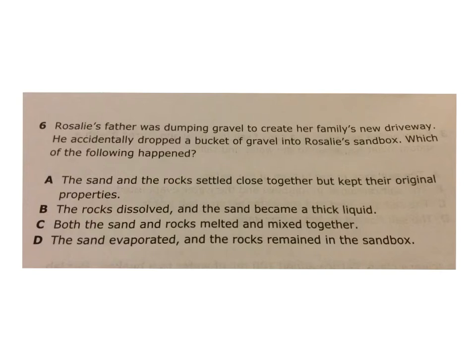Number 6. Rosalie's father was dumping gravel to create her family's new driveway. He accidentally dropped a bucket of gravel into Rosalie's sandbox. Which of the following happened? A. The sand and the rocks settled close together but kept their original properties. B. The rocks dissolved and the sand became a thick liquid. C. Both the sand and rocks melted and mixed together. Or D. The sand evaporated and the rocks remained in the sandbox.